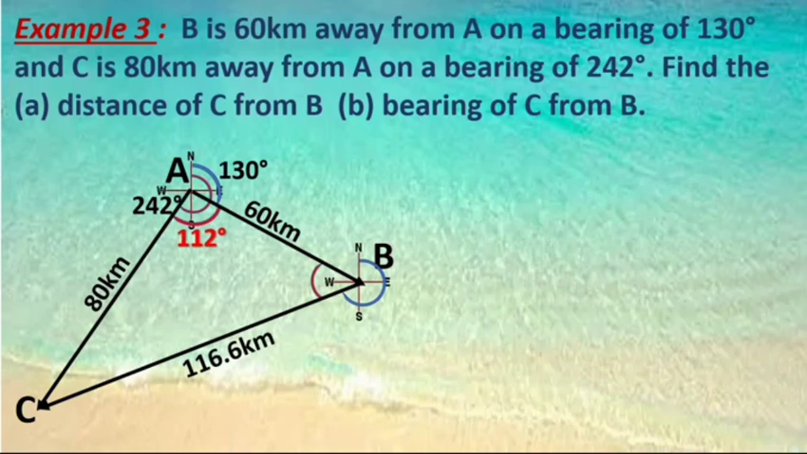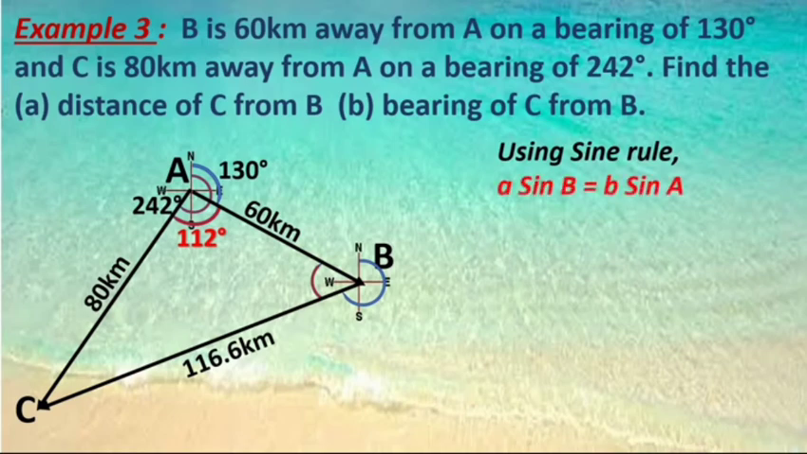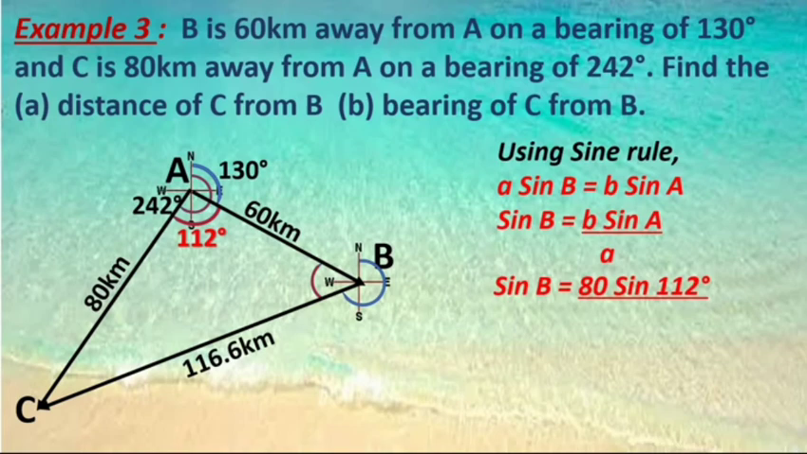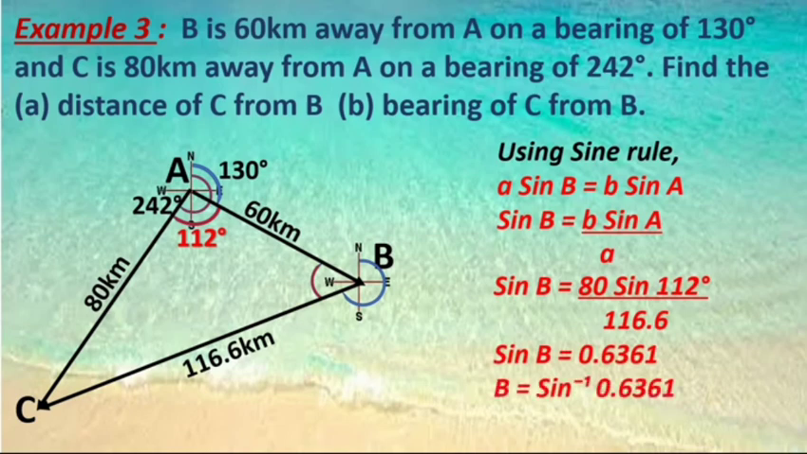Now, knowing fully well that the sine rule says sine A over a equals sine B over b equals sine C over c, in this case, we are using sine A over a because it's a complete pair, and sine B over b because we're looking for the angle B. If I cross multiply and use sine B as my subject, I'll end up having sine B equals 80 times sine 112 over 116.6. At the end of the day, I will be able to have my B as 39.5 degrees.